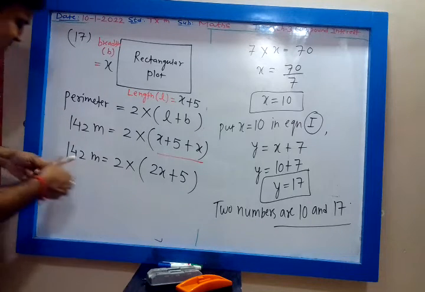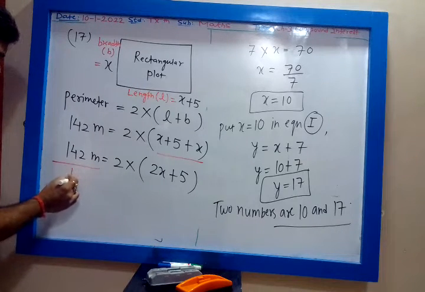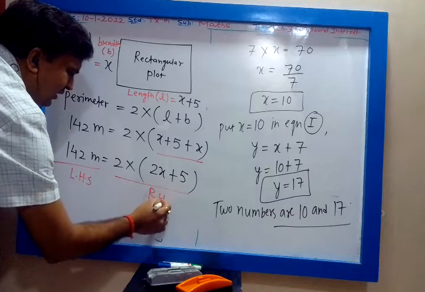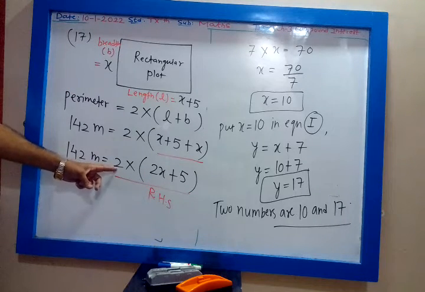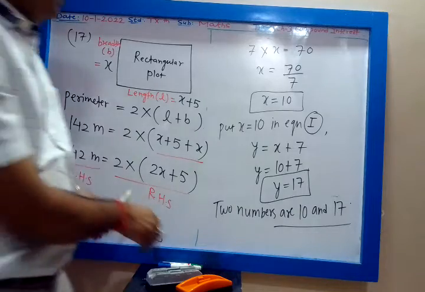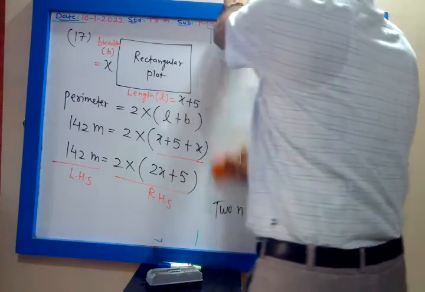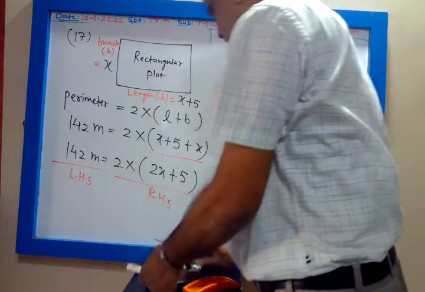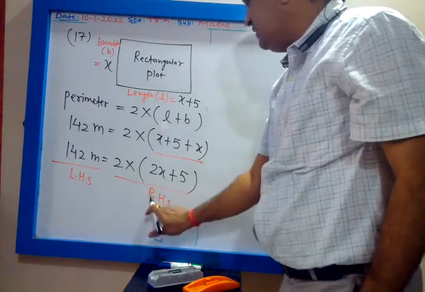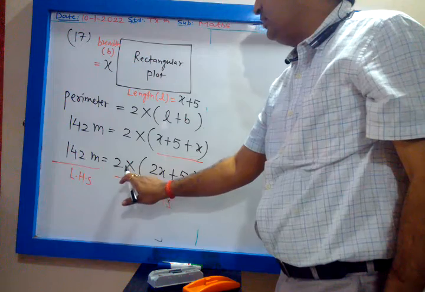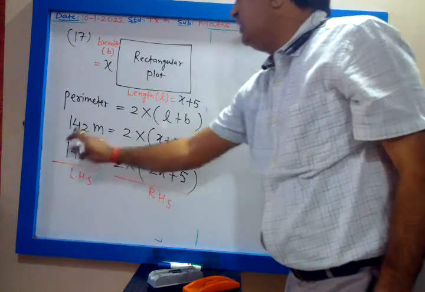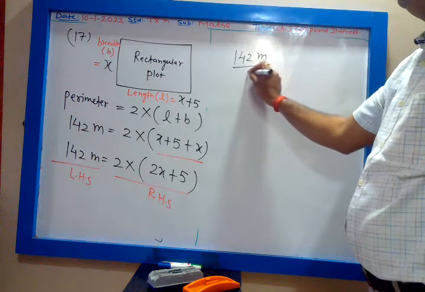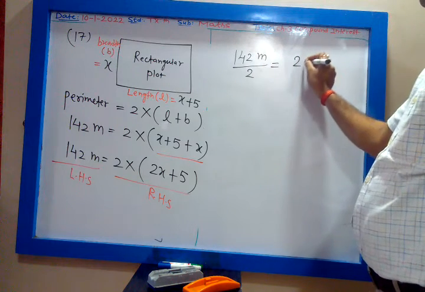So 2 into 2x plus 5. This is my left hand side and this is my right hand side. Okay. Now on the right hand side, 2 is there in the multiplication. So what will happen? Tell me. 2 will go in the division. So 142 meter divided by 2 is equal to 2x plus 5.